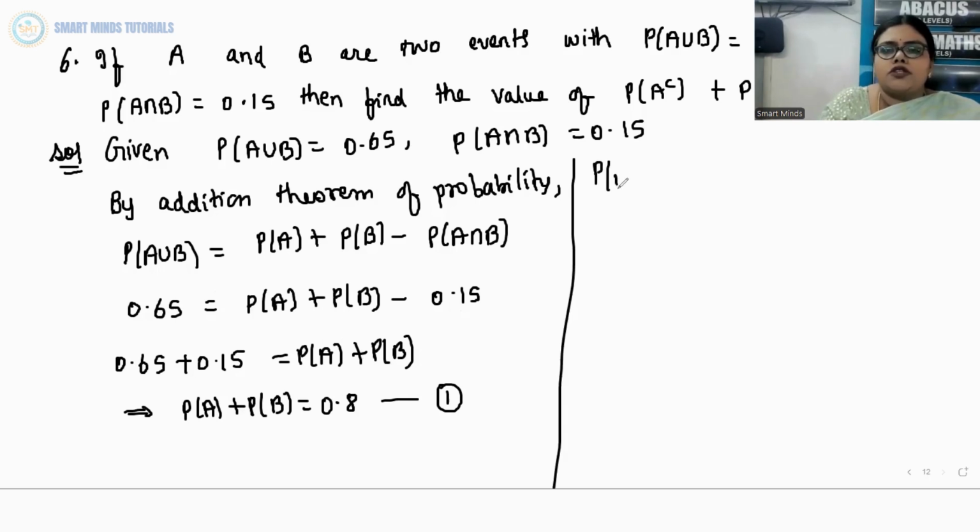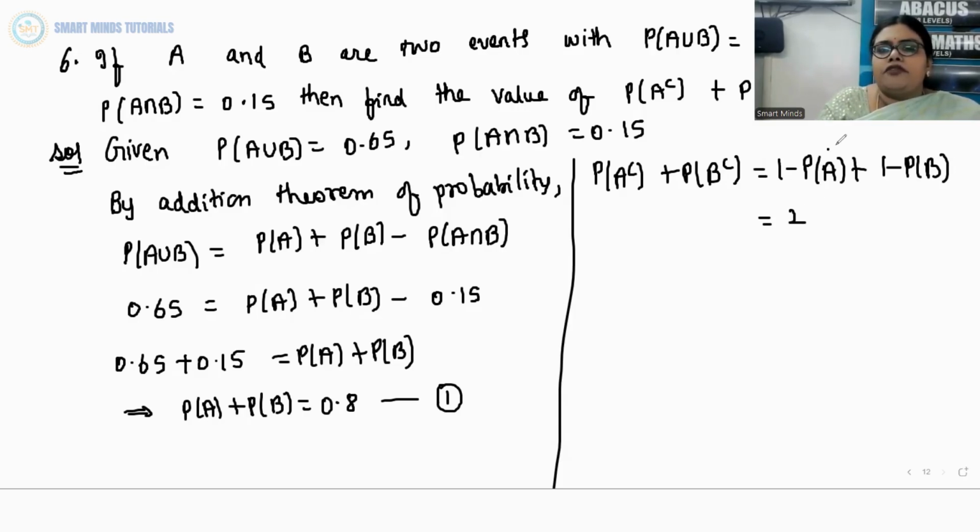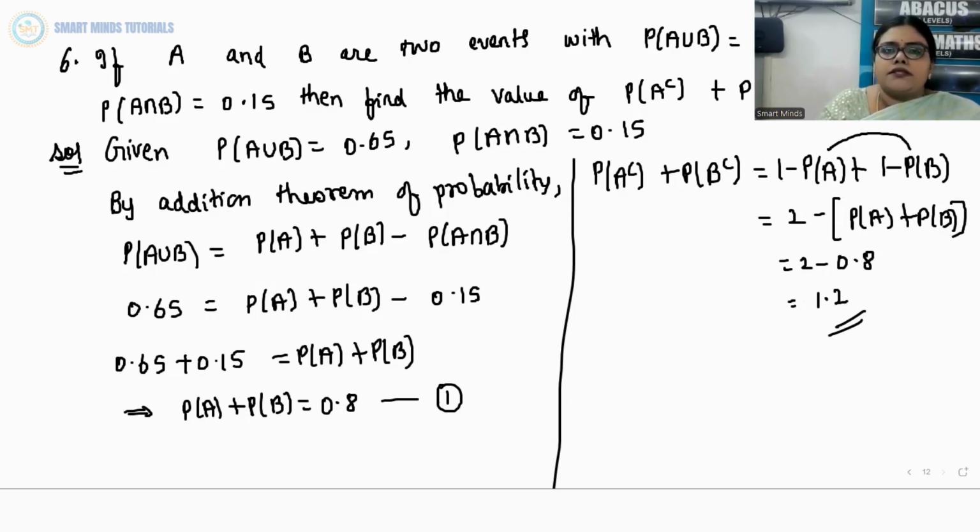Now they are asking us to find P of A complement plus P of B complement. What is P of A complement? It can also be written as 1 minus P of A, plus P of B complement is 1 minus P of B. 1 plus 1 makes 2, and from these two terms, if we take minus common, we get P of A plus P of B. Now from equation number 1, we got P of A plus P of B is 0.8. So 2 minus 0.8 is 1.2. This is the final answer.